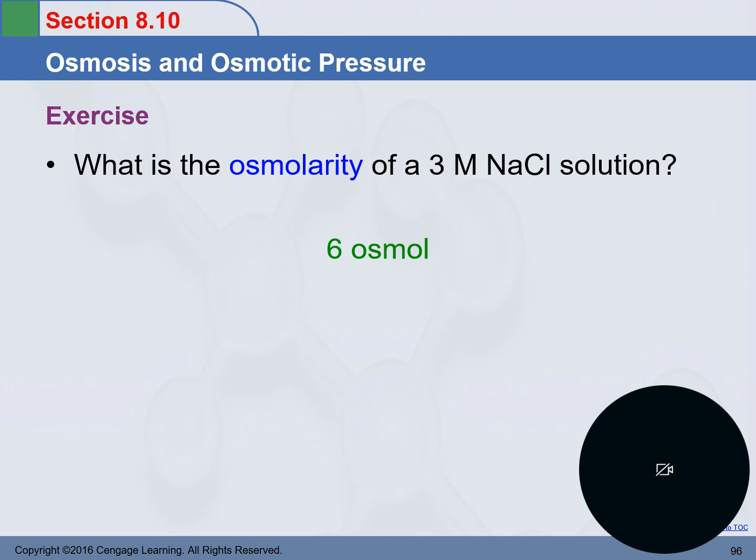That leads us right into this problem, where the osmolarity is just equal to the molarity times our i, and they tell us that our molarity is 3. And on our previous slide we said that this breaks down into two pieces, so times 2, and that's how we get 6, and our units are known as osmol.